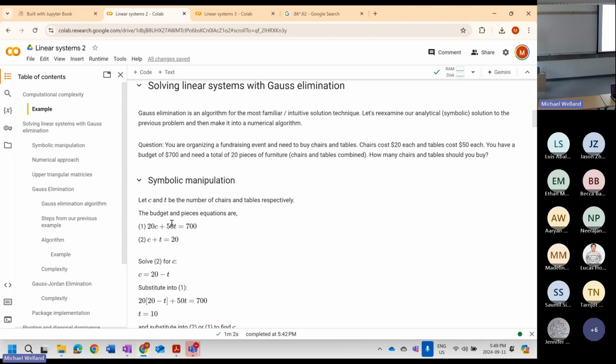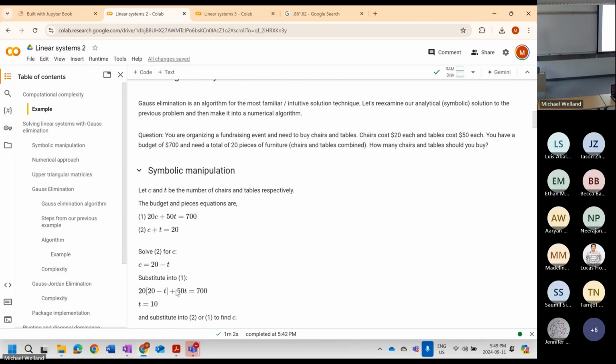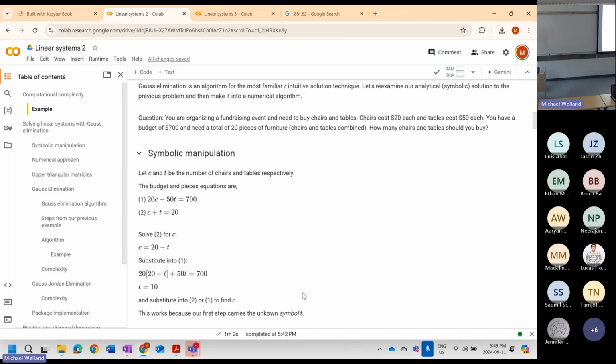First of all, write down your equations. Rearrange the second one: c is 20 minus t. Substitute that into the first equation, solve for t, and then substitute t into your choice of equation to solve for c. Okay, we're done. This works because we're carrying that unknown symbol, we're carrying a variable, that variable in this context being t. And by algebraic or symbolic manipulation, that's how we're doing it.